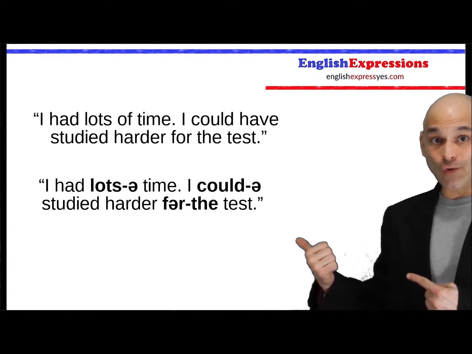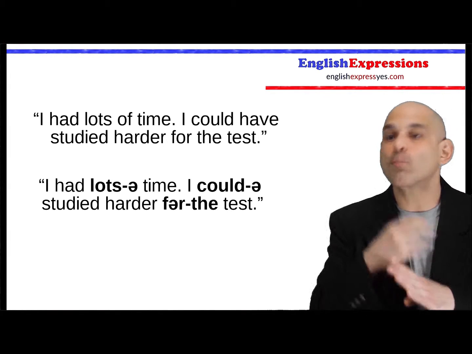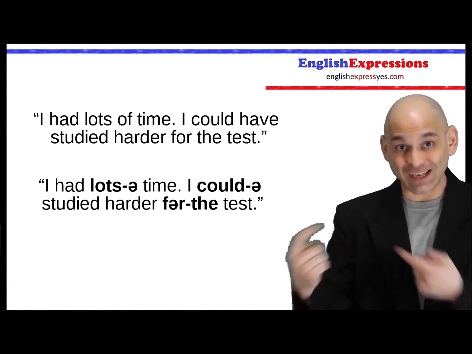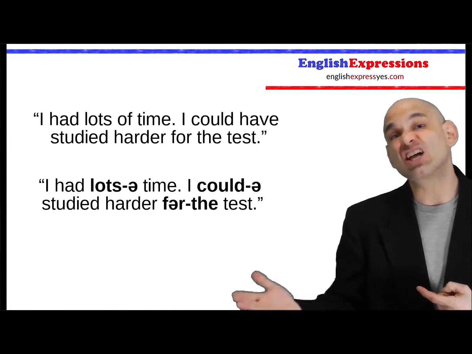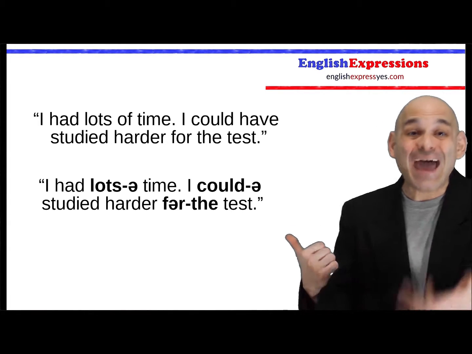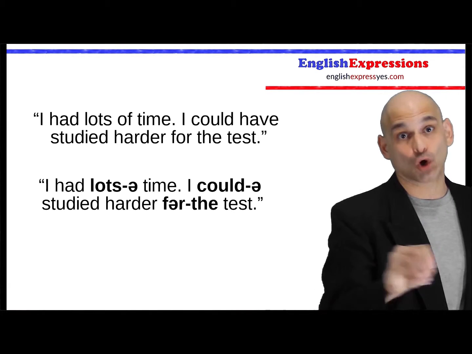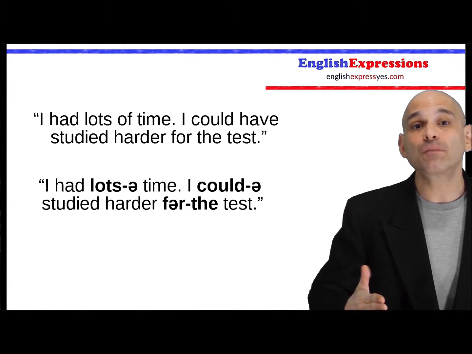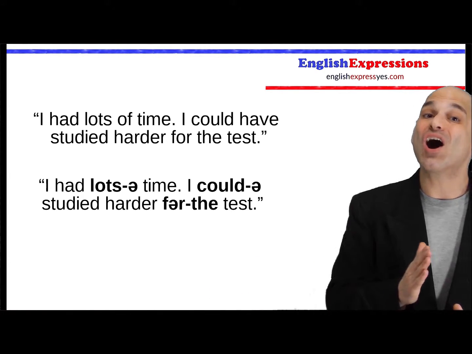Okay, now here, notice that lots of. Native English speakers don't pronounce of. They just use schwa, lots of. And they link it on to lots. I had lots of. And notice here, had. We say it fully. Because here, have is a content word. It's a main verb. Notice, we don't say could have. We say coulda. I coulda studied harder.